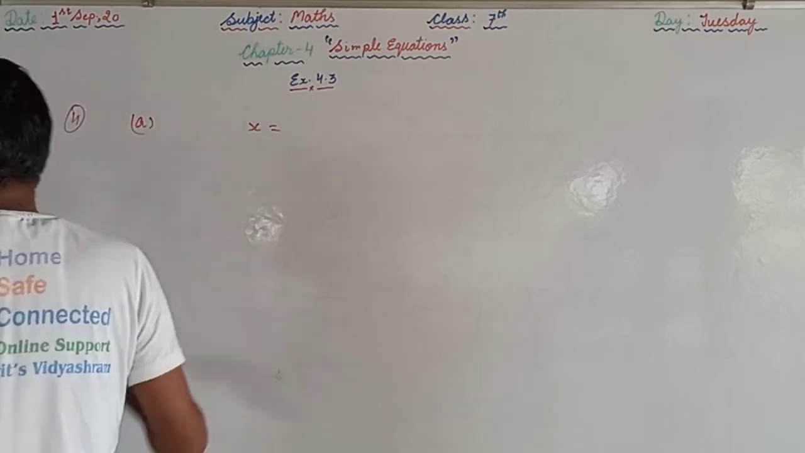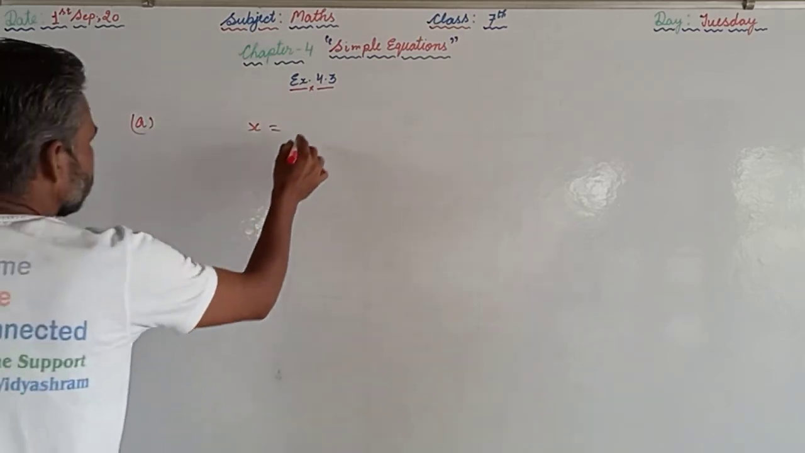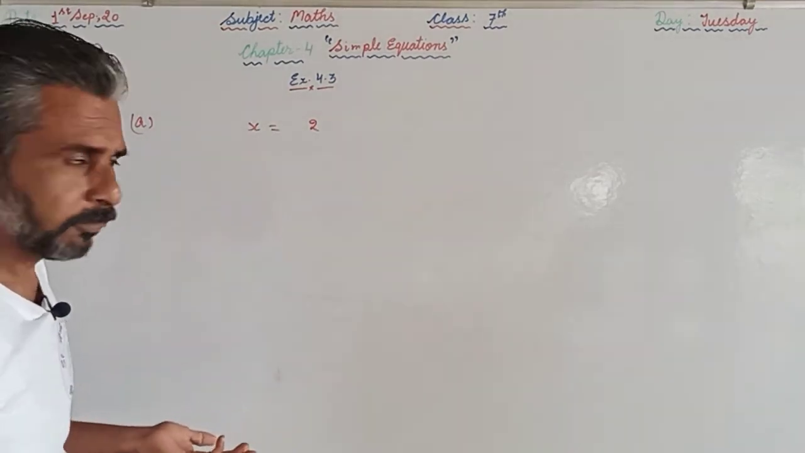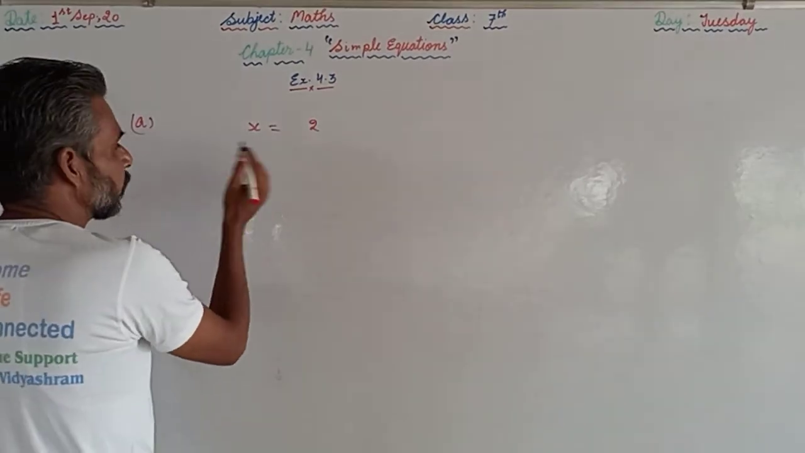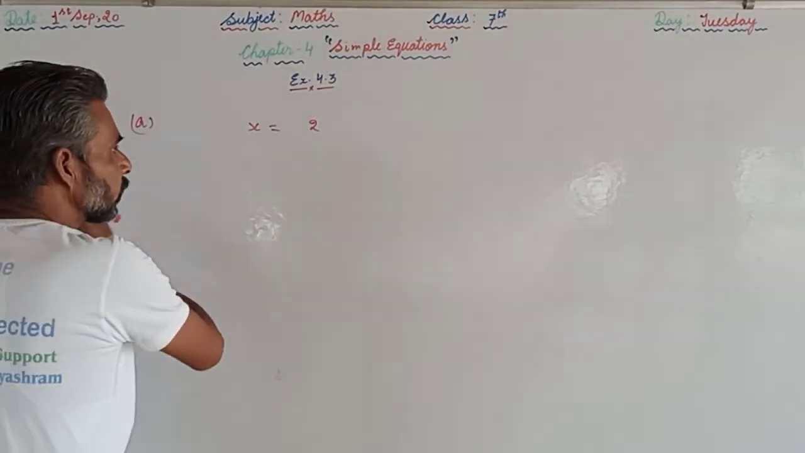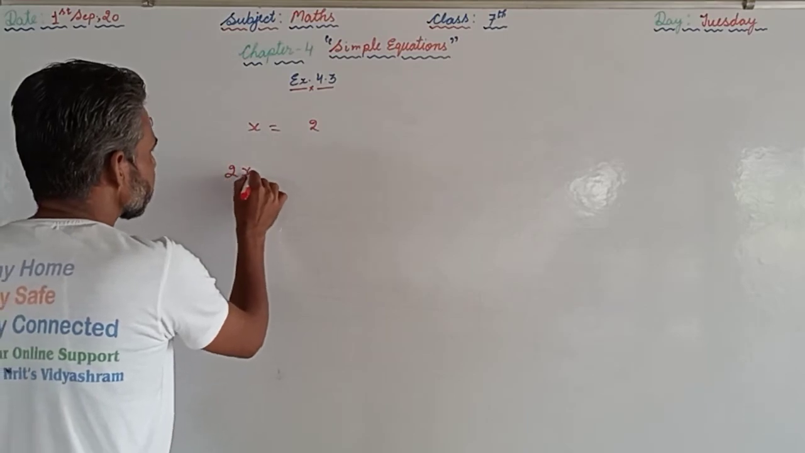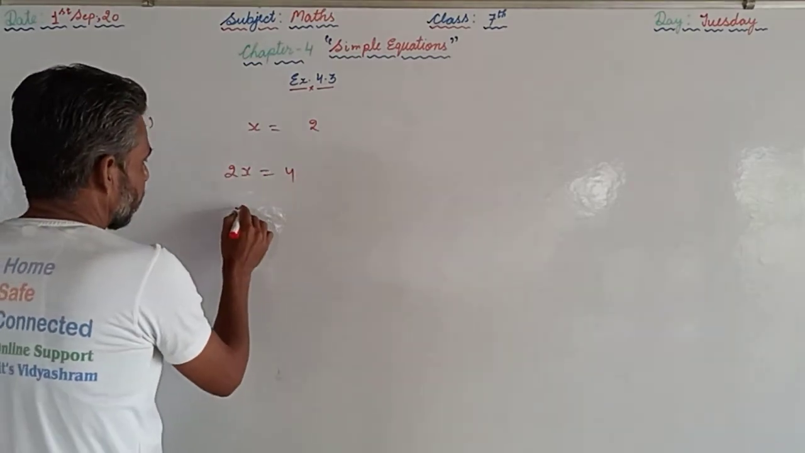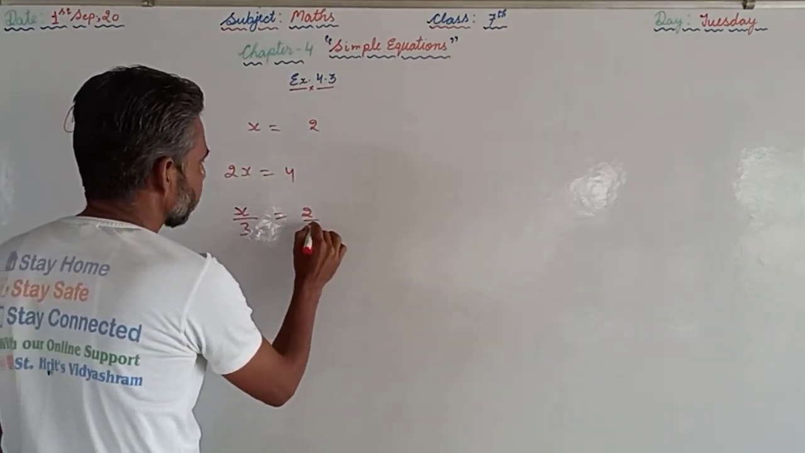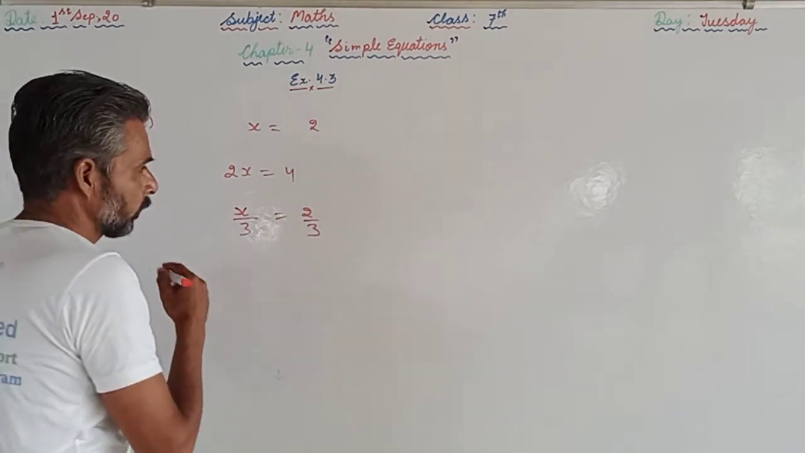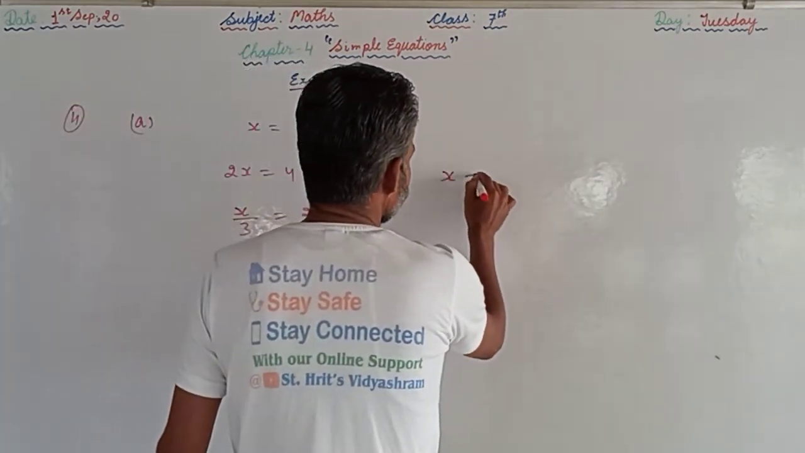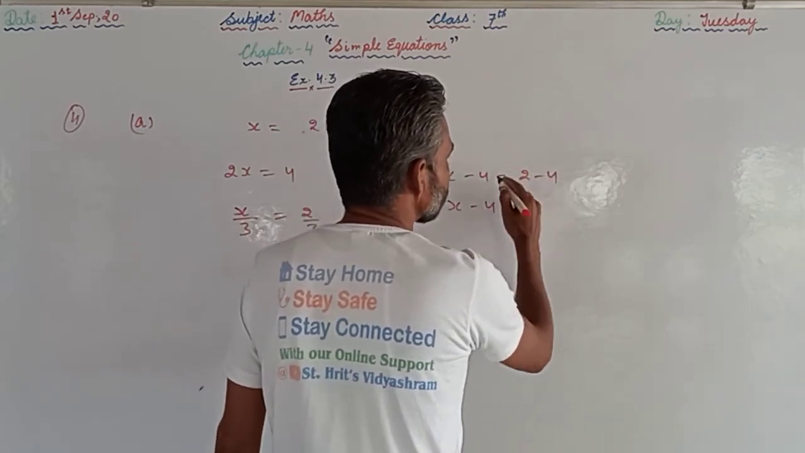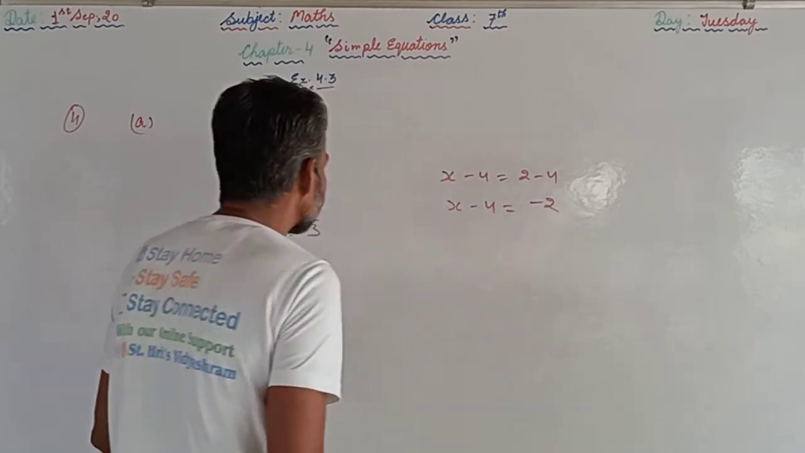Given x is equal to 2, we are supposed to construct some more equations. So we can multiply both sides by 2, then it will become 2x is equal to 4, or we can divide both sides by 3, so x by 3 is equal to 2 by 3, or we can do like that: x minus 4 is equal to 2 minus 4. So from here we can write x minus 4 is equal to 2 minus 4, which means minus 2.